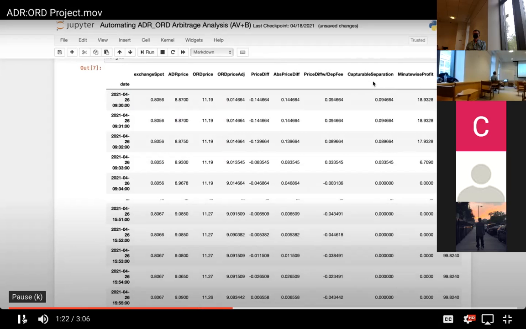And then the minute-wise profit we calculate by taking the transactions per minute of the user, so the trading speed that they have access to, times the bundle order or the bundle size. So this user can trade twice per minute, and they can trade 100 shares at a time. So that's 200 times the capturable separation. So there's 9 cents times 200. That's about $18 for that minute. And we see that in the minute-wise profit. And then the total profit is the cumulative sum of that minute-wise profit column.